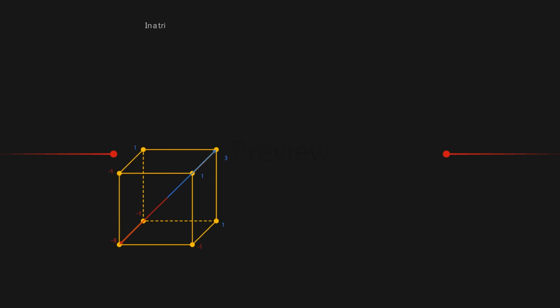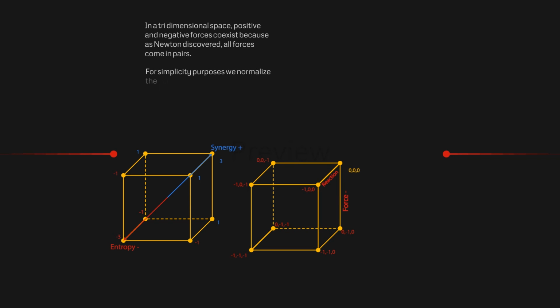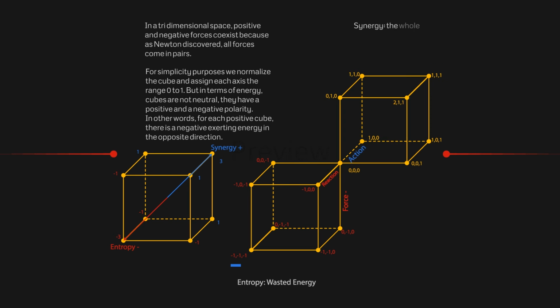In a tridimensional space, positive and negative forces coexist because, as Newton discovered, all forces come in pairs. For simplicity purposes, we normalize the cube and assign each axis to the range 0 to 1. But in terms of energy, cubes are not neutral. They have a positive and a negative polarity. In other words, for each positive cube, there is a negative exerting energy in the opposite direction. Synergy: the whole greater than the sum of the effects of the individual parts.